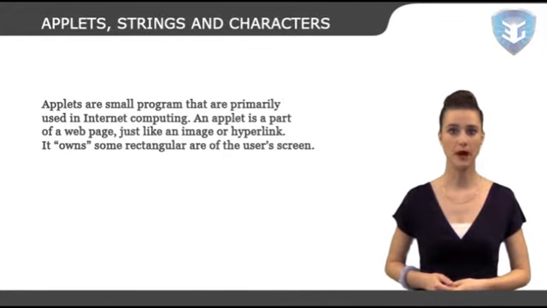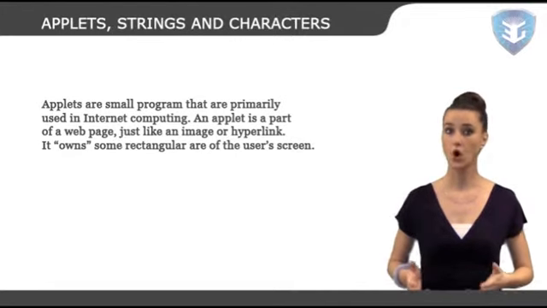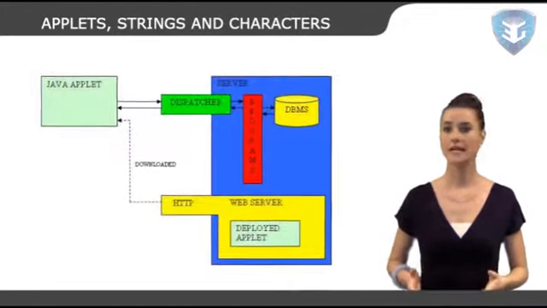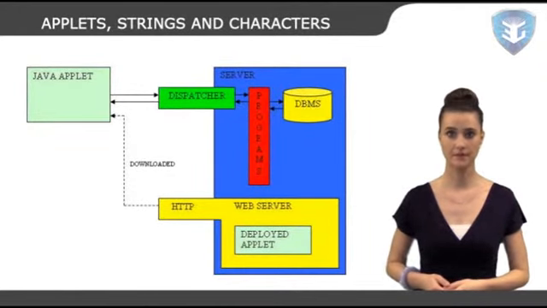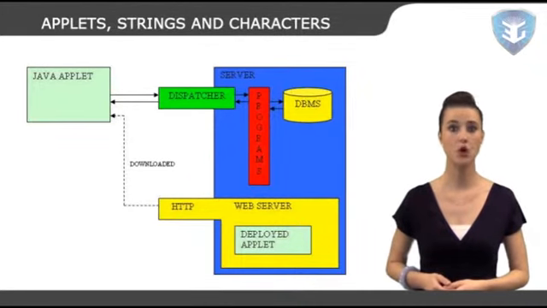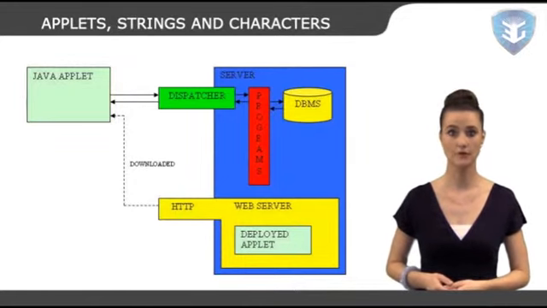Applets are small programs that are primarily used in internet computing. An applet is a part of a web page, just like an image or hyperlink. It owns some rectangular area of the user's screen. It can draw whatever it wants and respond to keyboard and mouse events in that area. When the web browser loads the page that contains a Java applet, it knows how to load the classes of the applet and run them. Applet does not need to be installed. It is downloaded from the remote computer and browser runs it.